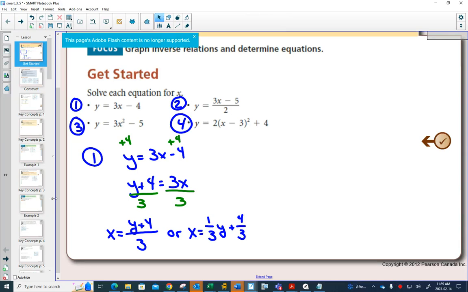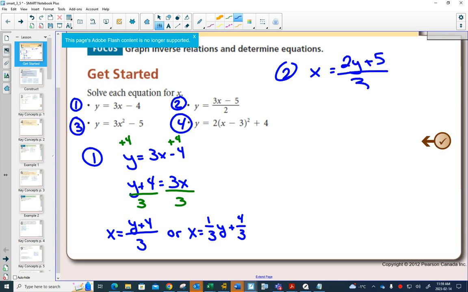See how you did for question number 2. You would have to first multiply by 2, then add 5, and finally divide by 3. So you get 2y plus 5 divided by 3. For question number 3, first, see this one's different. We have an x squared instead of an x, but it would be the same idea to get the x squared by itself. I would have to add 5 to both sides and then divide by 3.